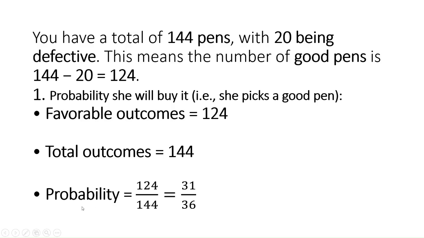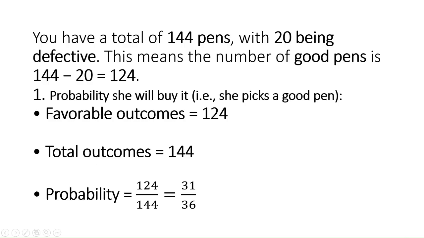Okay, so the probability to pick up a good pen, or the probability that Sudha will buy the pen, will be equal to 124 by 144. When we simplify it, it becomes 31 by 36. The probability that Sudha will buy a pen will be equal to 31 by 36. That means the probability of picking a good pen.